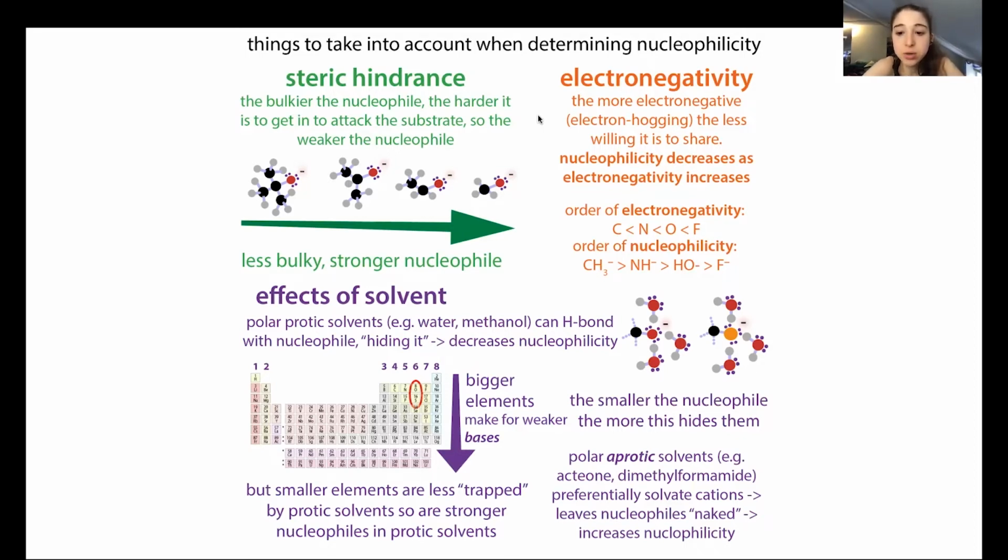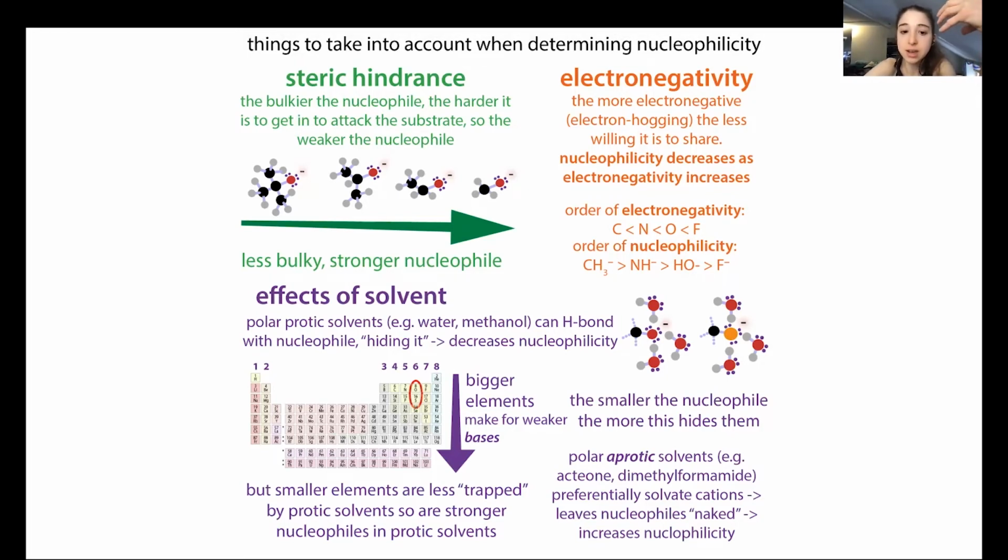Another thing to take into account is steric hindrance. Steric hindrance basically is like atoms being like, dude, that's my personal space. Two atoms can't occupy the same place at the same time. So when you have something that is bulky, it's going to make it harder to get to the attack point. The bulkier the nucleophile, the bulkier the thing that's attacking, the harder it's going to be to get in to attack something. And so the weaker the nucleophile.